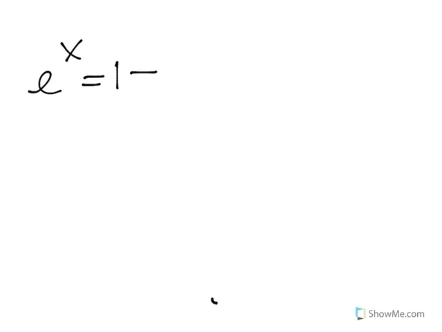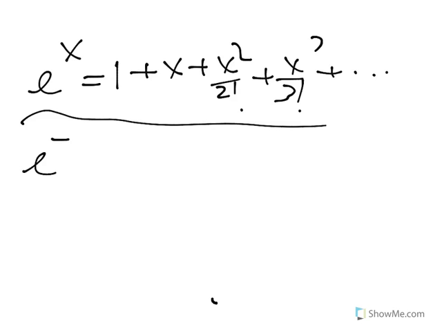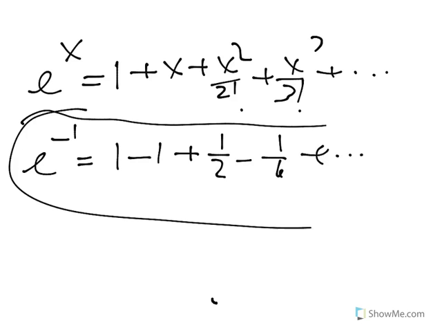In general, the formula is e to the x is equal to 1 plus x plus x squared over 2 factorial plus x to the third over 3 factorial, going on. So if you want to know e to the fifth, you can plug 5 into this formula. If you put negative 1 into the formula, you get 1 minus 1 plus 1 half minus 1 sixth plus... And that is going to be relevant for another time.